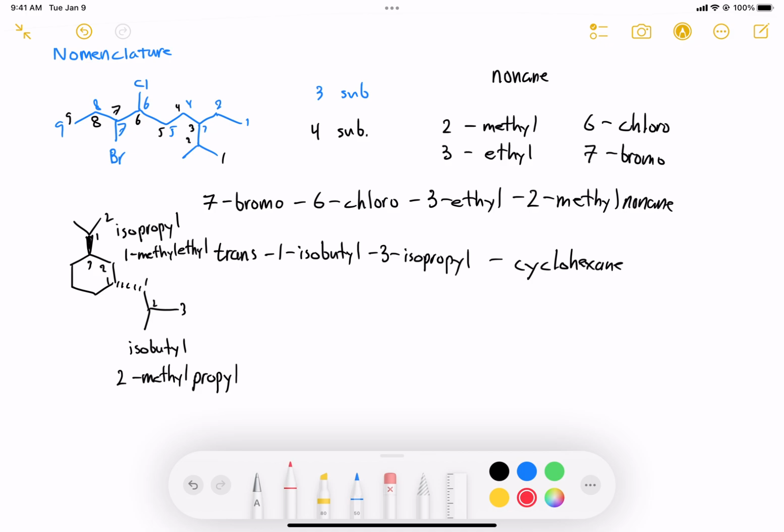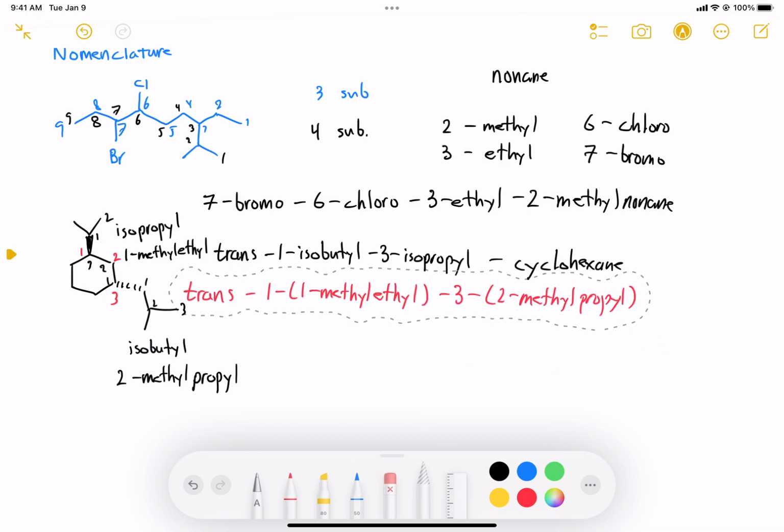Okay, but now if we use the other nomenclature, 1-methyl ethyl versus 2-methyl propyl, well, methyl and methyl is the same, but ethyl comes before propyl, so we will number it this way: 1, 2, 3. So then, if we're using the complex and systematic names, it'll become trans dash 1 dash 1 methyl ethyl dash 3 dash 2 methyl propyl cyclohexane. I don't have room, let's just move it a little bit over here.